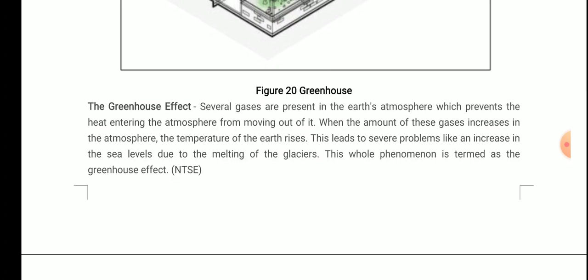Clear? So again, what is the greenhouse effect? Several gases present in the Earth's atmosphere prevent the heat entering the atmosphere from moving out of it, and when the amount of these gases increases in the atmosphere, the temperature of the earth rises. This leads to severe problems like an increase in sea levels due to melting of glaciers. The whole phenomenon is termed the greenhouse effect.